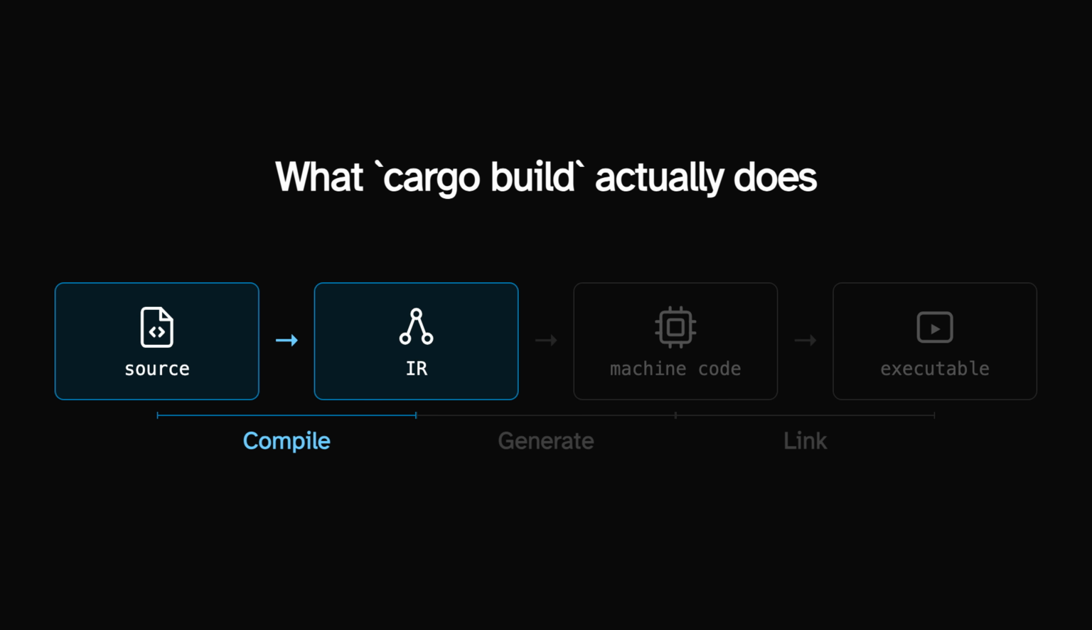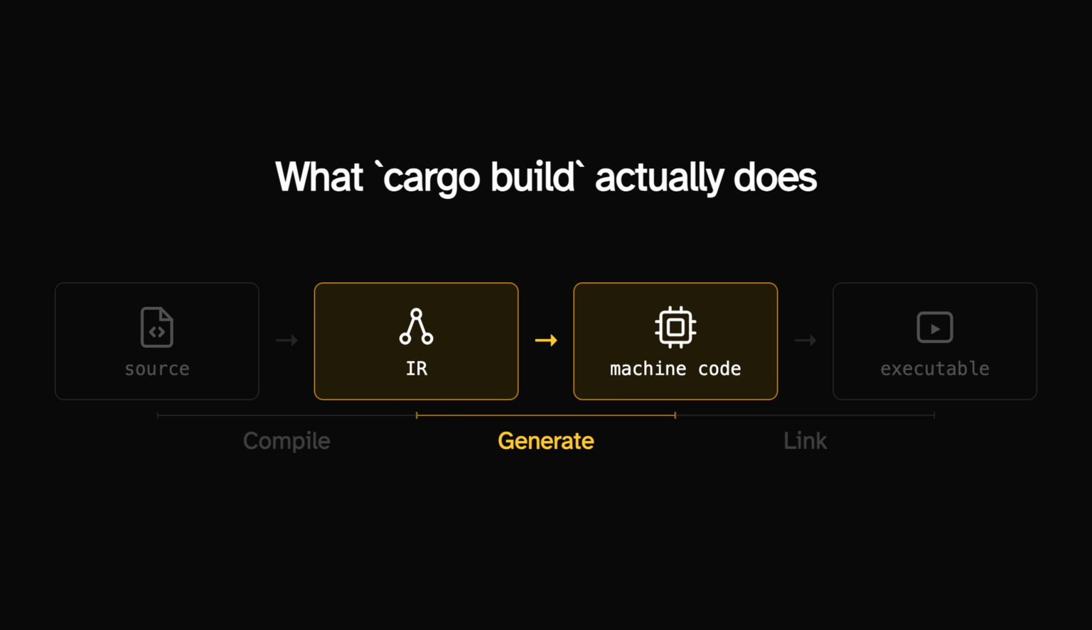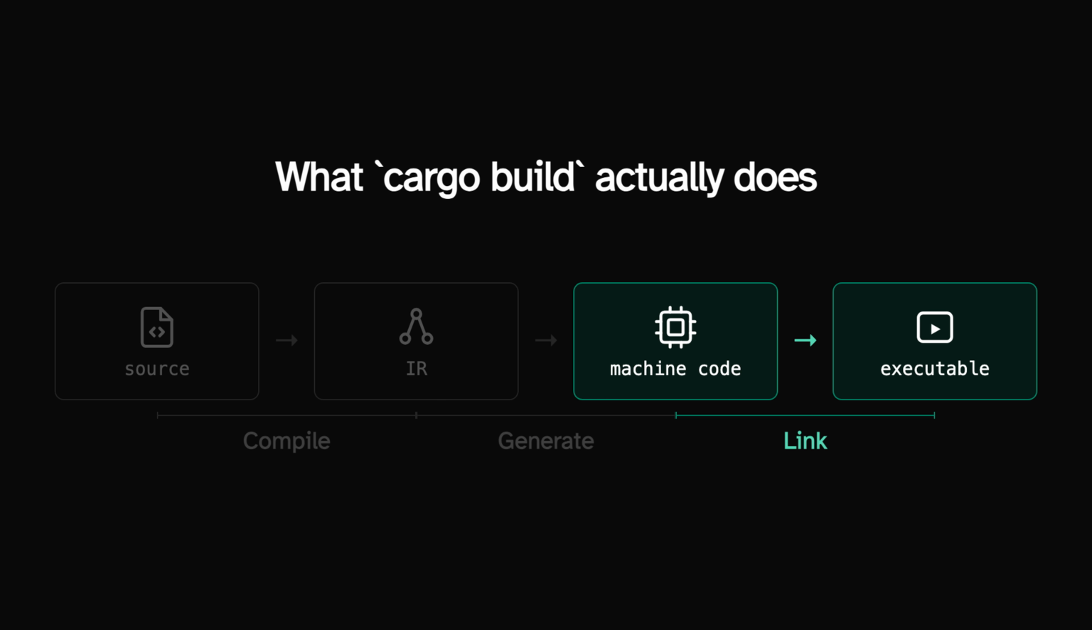Stage 1 is compiling. Rust reads your code, checks the types, and checks the borrows, all before it generates any machine code. Stage 2 is code generation. This is where we get real machine code written out into object files. The program doing that is called a code generator, and Rust uses one called LLVM. Stage 3 is linking. The linker takes every object file plus the libraries you use and stitches them into one executable to run. Now let's talk about the optimizations.